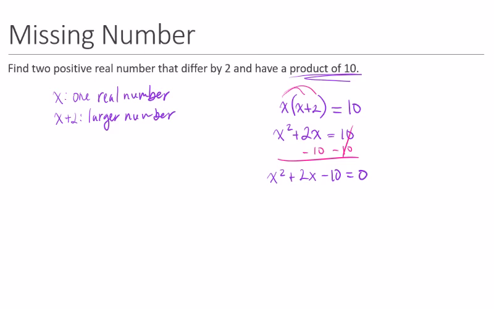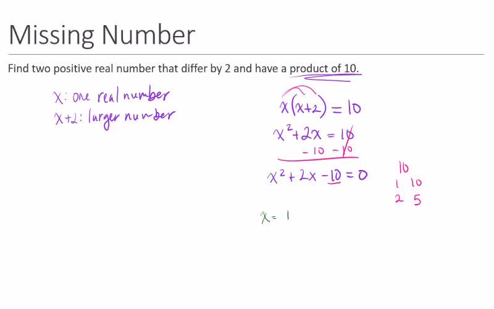So let's just check factoring real quick. We need numbers we can multiply to get 10, and then subtract to get 2. So 1 and 10, that doesn't work. 2 and 5, that doesn't work, right? Because we're trying to subtract to get 2. And 3 doesn't go in, 4 doesn't go in, and we're back to 5. So we tried all the factors of 10, and none of them work. So we have to use the quadratic formula.